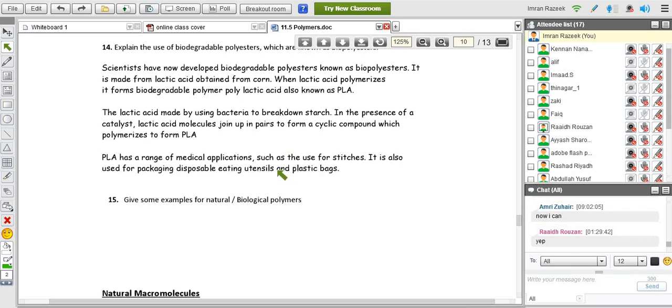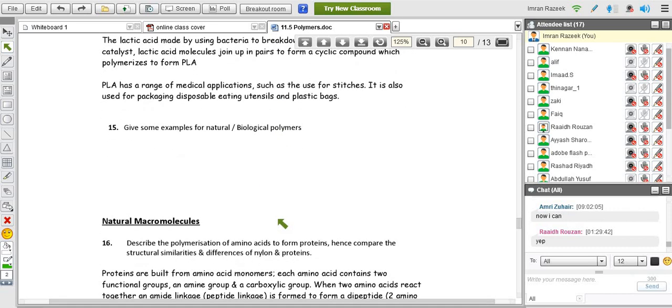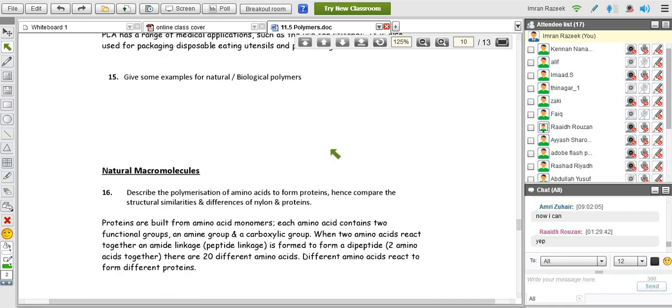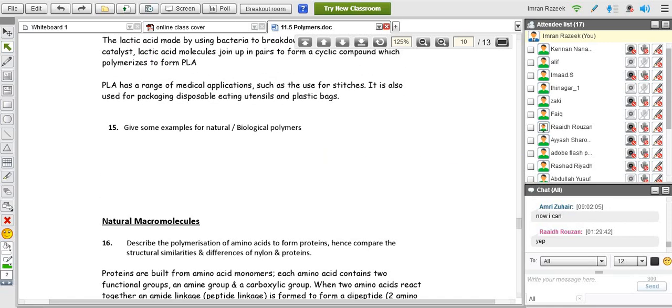So PLA, or polylactic acid polymer, which is a biodegradable polymer, has a wide variety of applications, such as medical use. In surgeries, it is used for stitches, because these stitches dissolve after a few days. It is also used for packaging, disposable eating utensils and plastic bags. Now they use this type of biodegradable bags. And that's the end of the discussion on the synthetic man-made polymers.